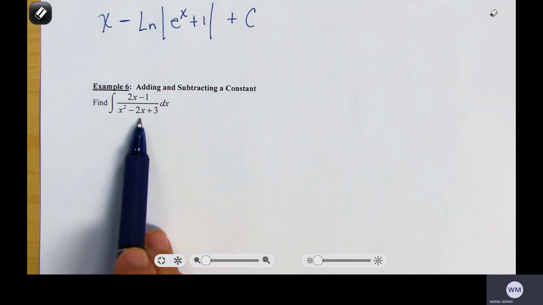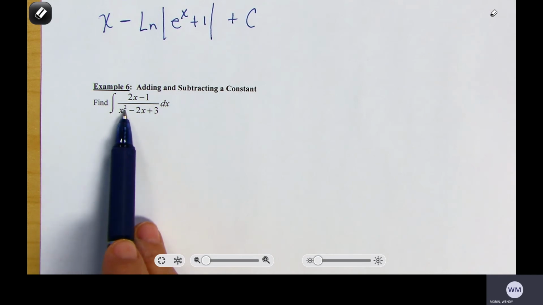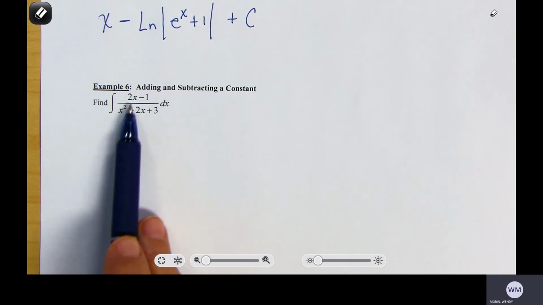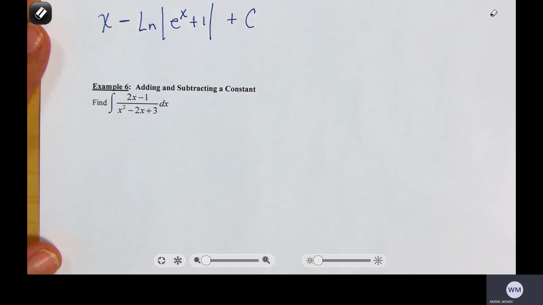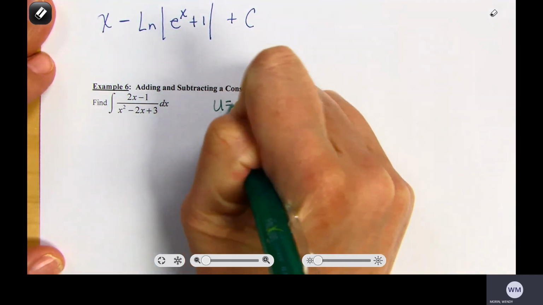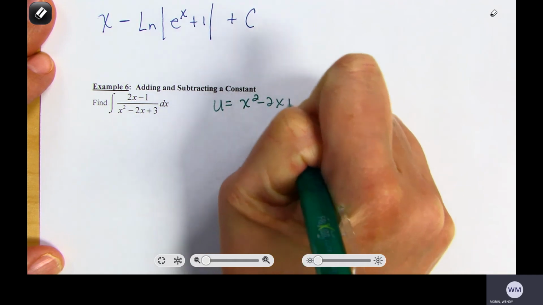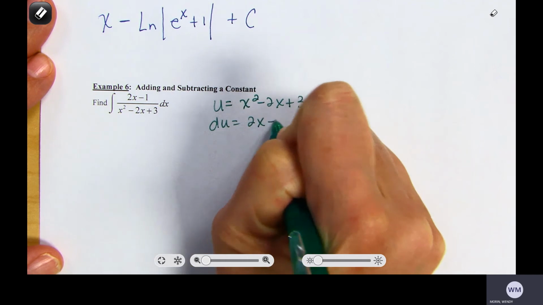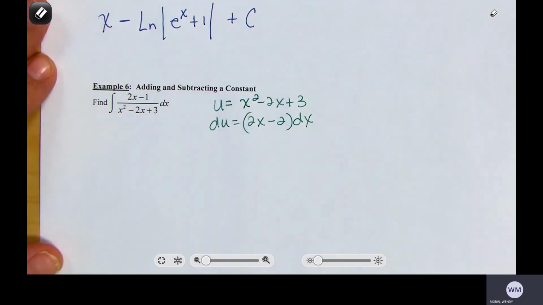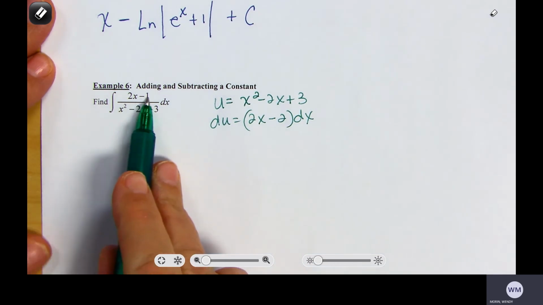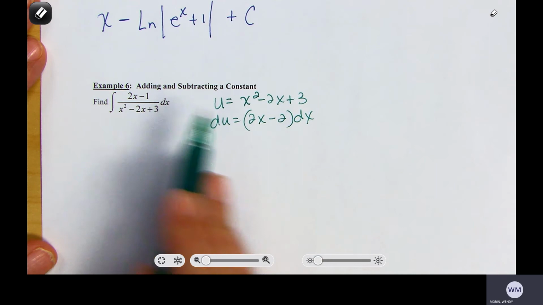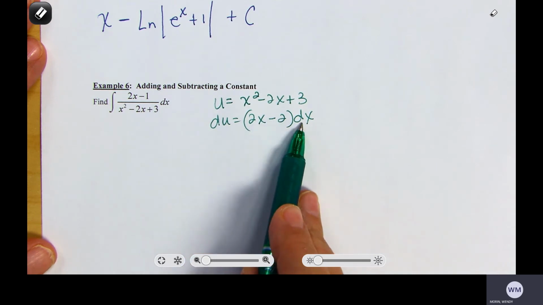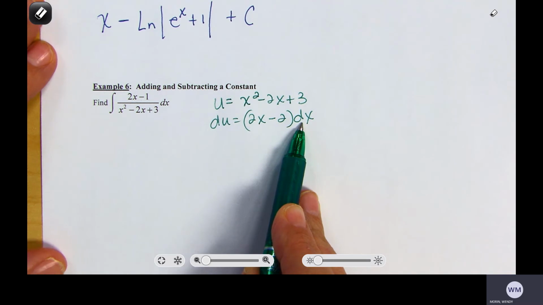So we're like, oh, okay, this is x squared. My denominator is larger than my numerator, so let's go ahead and pick our denominator to be u, because that's how we've always done it in the past. So what's du? du is 2x minus 2 dx. Uh-oh. I have a 2x minus 1 dx. I need it to be a 2x minus 2 dx. Well, let's make it 2x minus 2.